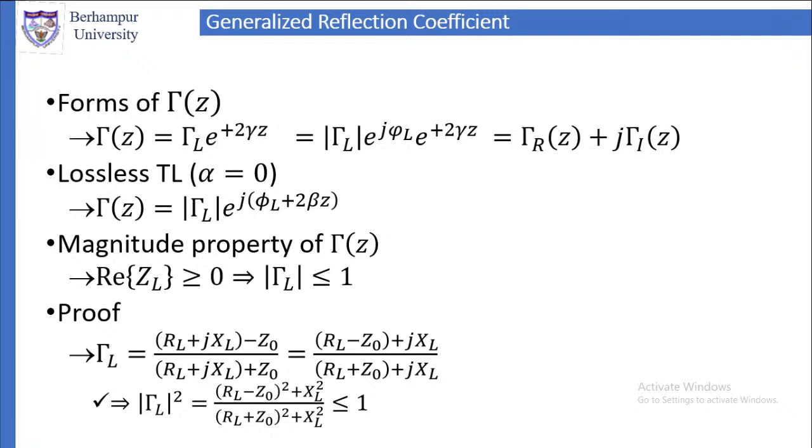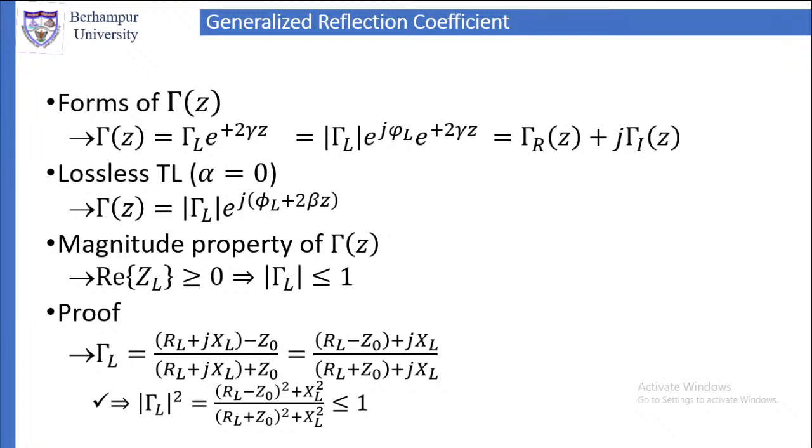So remember, there are two terms in the exponentiation. One is phi L, which is the phase of the reflection coefficient, and the other term is 2 beta z, which depends on z. So depending on z, this e to the power j 2 beta z will vary at different points. Gamma z will be different on the transmission line at different points. That comes from 2 beta z, and the constant phase term is j phi L. So that will always be added to this.